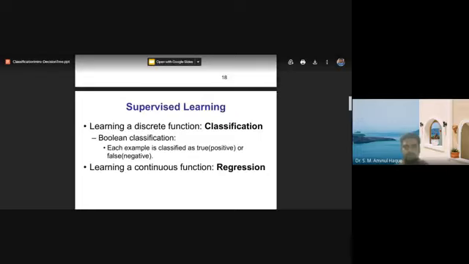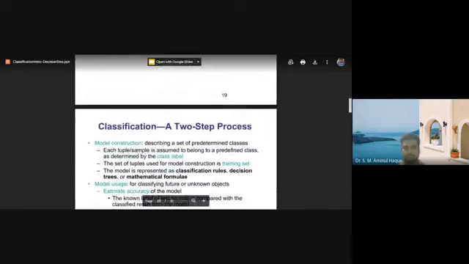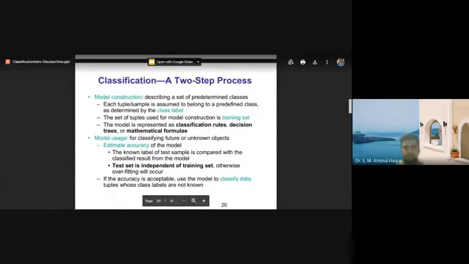So in terms of supervised learning, we discussed earlier the two types: one is classification, one is regression. If it is for continuous values, then it's regression, and if the target function has discrete levels, then we typically use classification, right? And most classification models typically follow the same pattern. It's basically two steps: one is model construction and second is model evaluation.